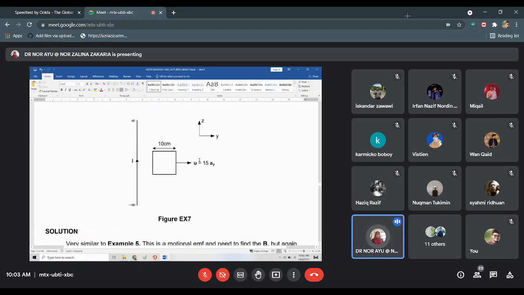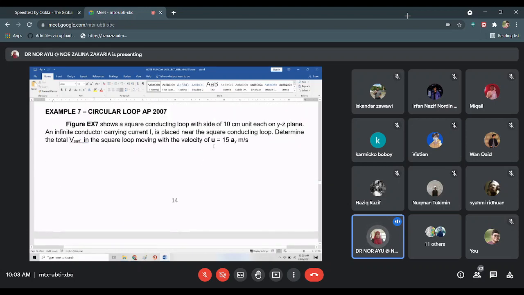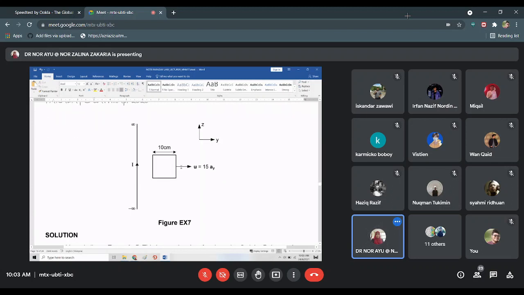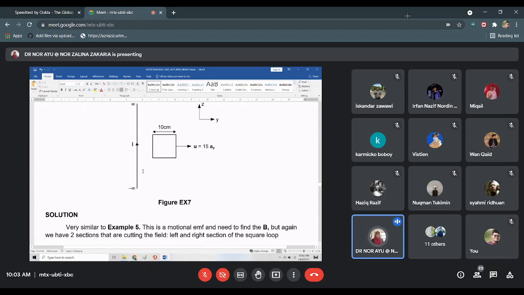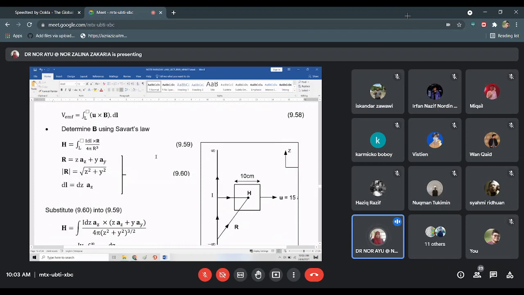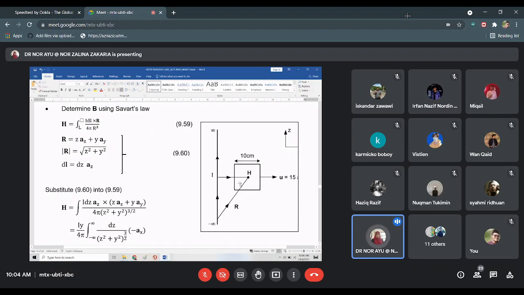Okay. So again, it's given to you U, tapi dia tak bagi kamu B. So kamu kena cari. So from this, you can see that this is the line current. Okay. And it will produce this magnetic field along the line, surrounding the line. Okay, and then this B yang kamu kena cari. So you can see here. So we use a Biot-Savart law. So for this one, you know that you need to use this H I dl cross R over 4 pi R cube.